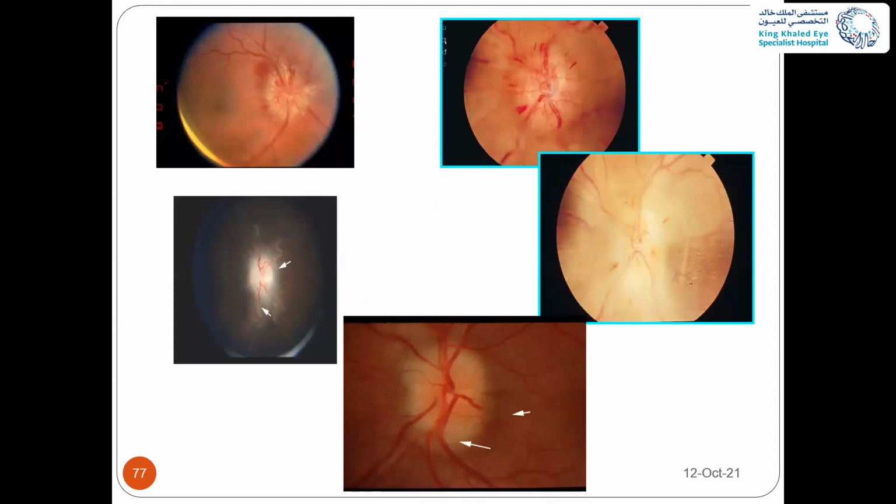sometimes you might have a hint, sometimes you might not have a hint of what the diagnosis is, but we can rule out or put a differential diagnosis, and here are different types of disc edema. It could be acute, could be chronic, could be atrophic, could be pseudo disc edema. We have to know how to differentiate between pseudo and true disc edema.